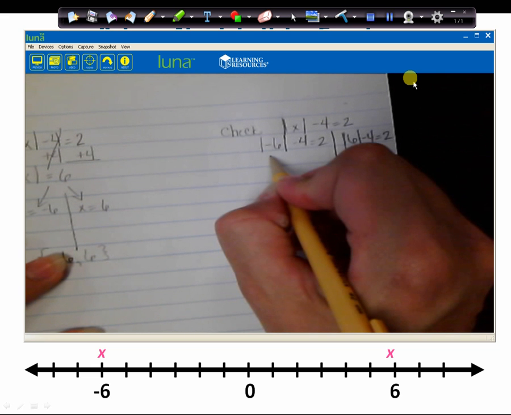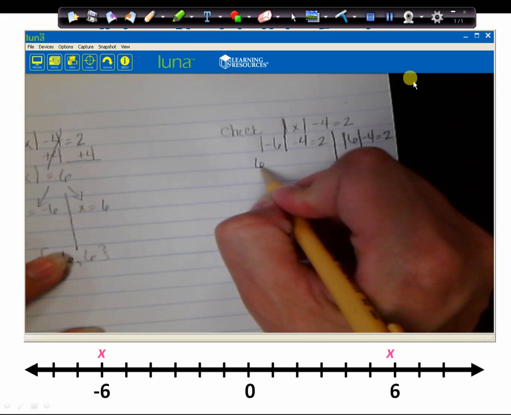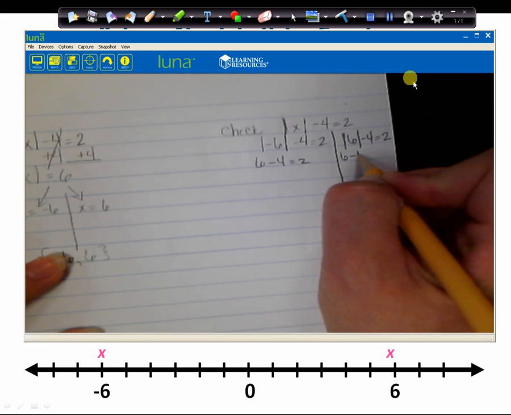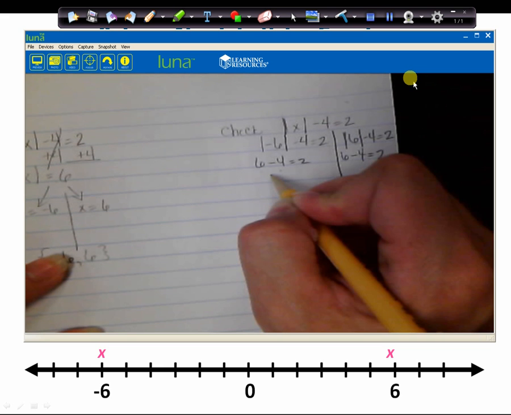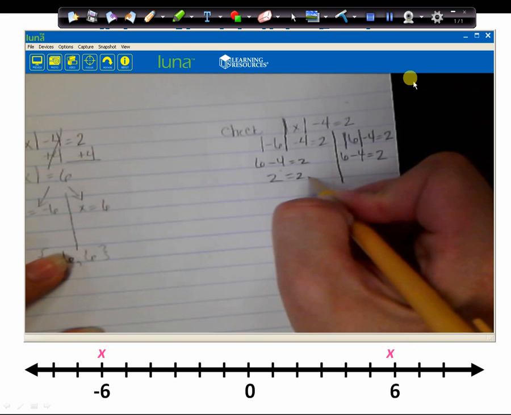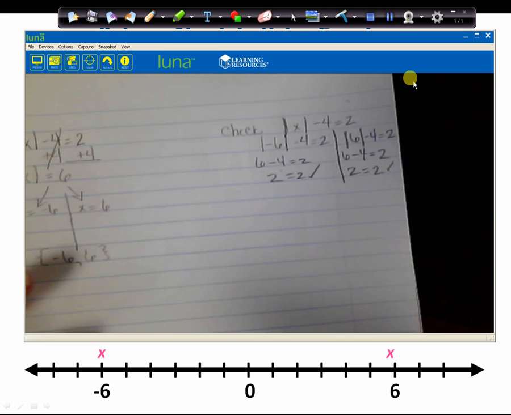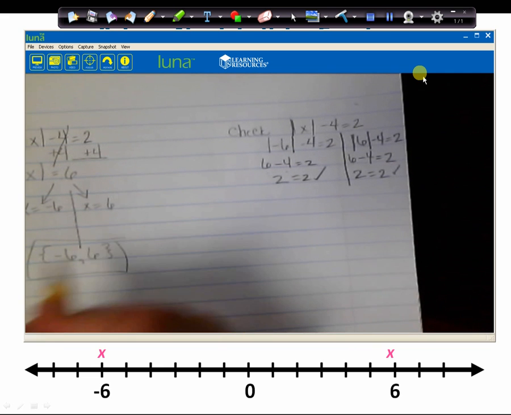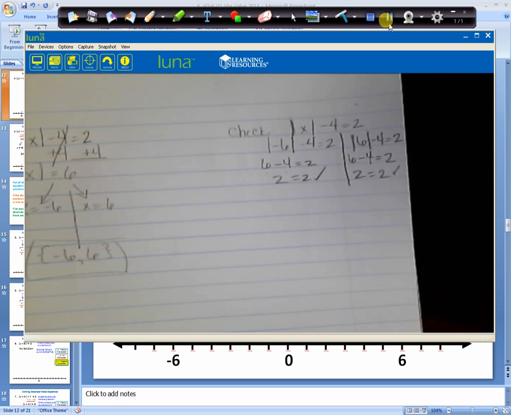The absolute value of negative 6 is going to be positive 6. So I'm going to have 6 minus 4 equals 2. And over here, the absolute value of positive 6 is going to be positive 6, and I have 6 minus 4 equals 2. 6 minus 4 is 2, so 2 equals 2. 6 minus 4 again is 2, so 2 equals 2. That checks out. So my answer is negative 6, positive 6. Make sure that you have that copied down before we move on.